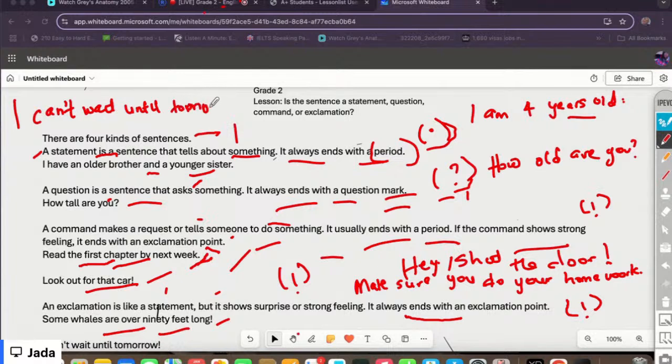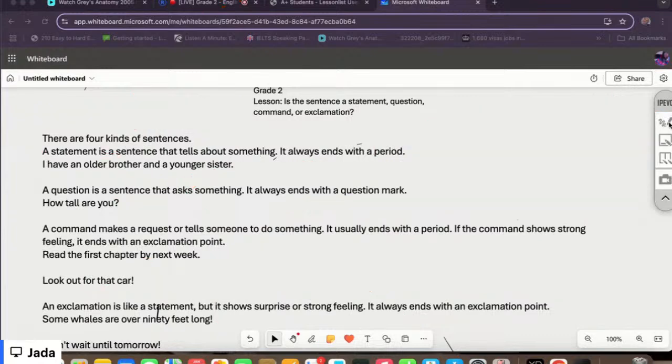So, when you say, I can't wait until tomorrow, now it could be that something special is happening tomorrow. You see? So, you have something special happening tomorrow and you were excited about it. That's showing a strong feeling, showing how you feel. You were happy. So, you're saying, I can't wait until tomorrow. So, you can put an exclamation mark there because it's going to be expressing how you feel. Okay?